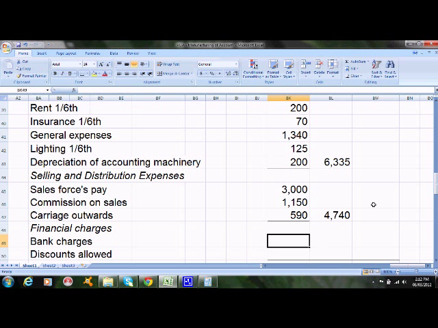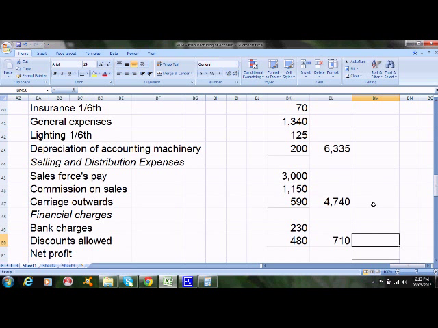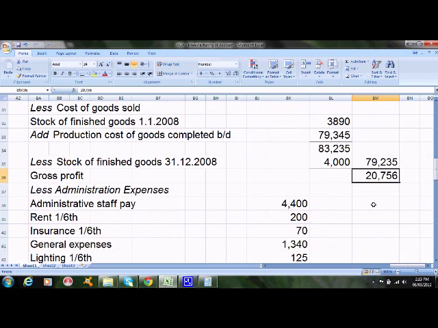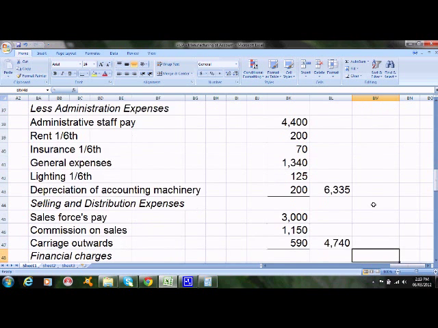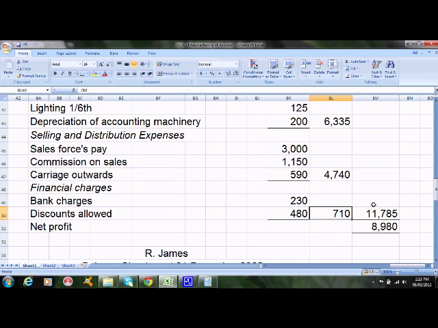Then finance charges. We have bank charges, which is 230, and discounts allowed, which is 480. Add up both of those, you get 710. Now we add up all expenses: 6,335, 4,740, and 710. You would get 11,785. Then we subtract this 11,785 from the gross profit and arrive at a net profit of 8,980. This is our net profit, friends, that we'll use back in the balance sheet.